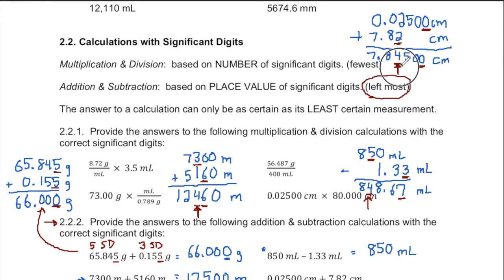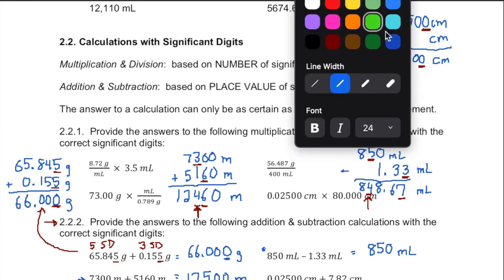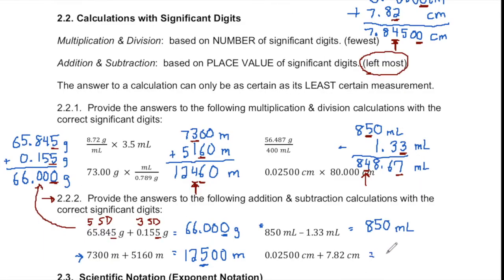So we are going to round it to the leftmost space, 2 past the decimal. The 5 is large, so we're going to bump up the 4 and this should be reported as 7.85 centimeters, known 2 past the decimal. This one is known to the tens place.